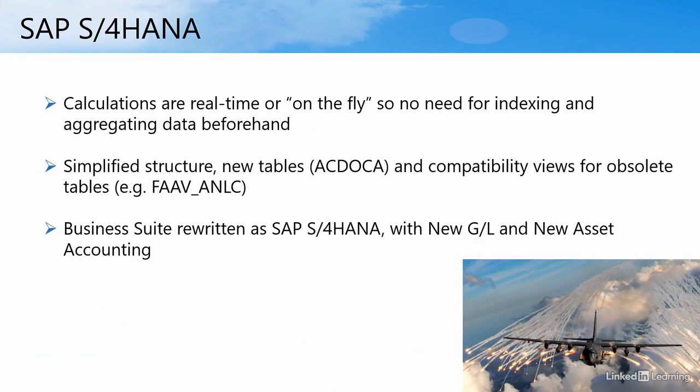The table structures were changed, removing many of the now unnecessary indexes and totals tables and creating smaller, more comprehensive tables. A lot more information from the other modules can now be included in the financial reporting. SAP was able to rewrite a lot of the business suite to take advantage of the simplified structure and new tables, as well as the new power and functionality, and they named the result SAP S/4HANA.